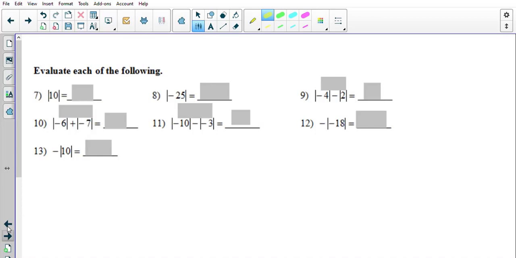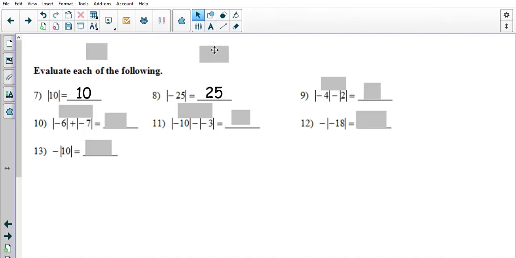So number 7, we're trying to evaluate this expression. It says absolute value of 10. What is that? Remember, we're thinking the distance 10 is from 0 on the number line. Well, it is in fact 10 units away. Remember, we said as a shortcut, if the number's already positive, we keep it positive. All right, number 8, let's evaluate this. What's the absolute value of negative 25? Again, we're thinking how many units away from 0 is negative 25 on the number line? If you were thinking positive 25, you are correct.